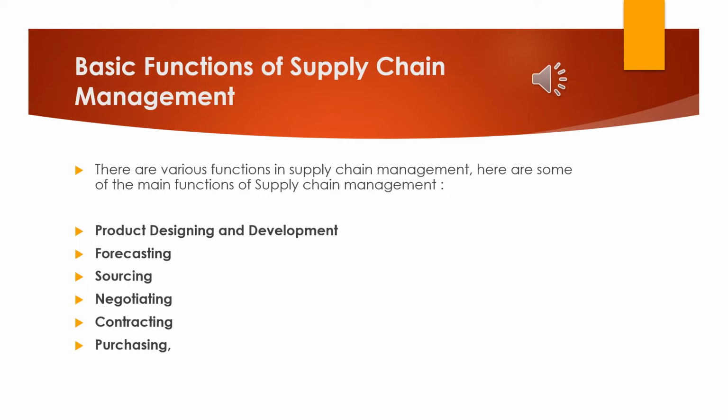So let's start first naming the basic functions of supply chain management. There are various functions in supply chain management. Here are some of the main functions of supply chain management. And the number one is product design and development, forecasting, sourcing, negotiating, contracting, and purchasing.